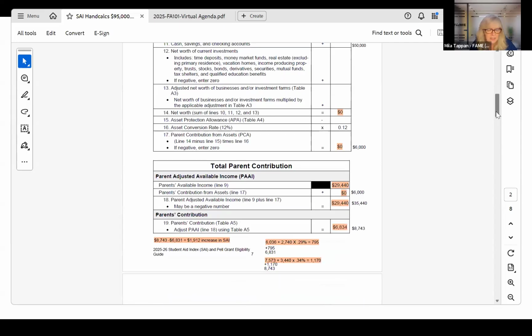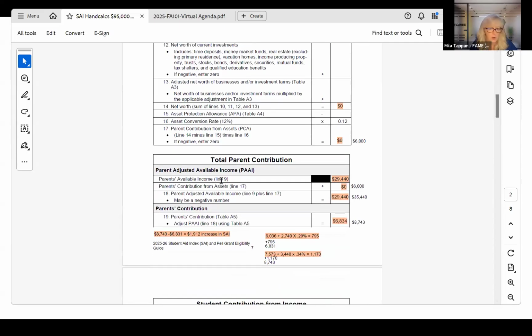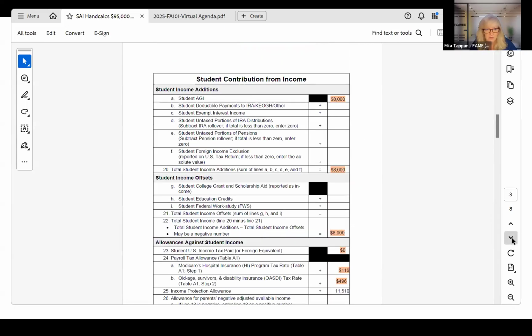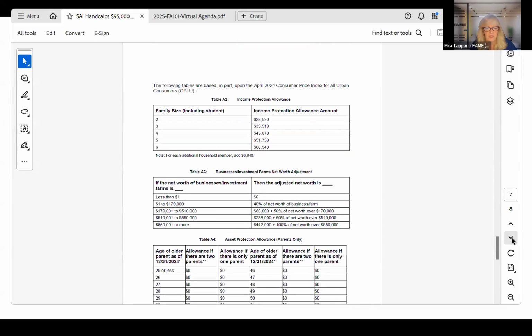The last piece is we want to figure out what the parent contribution is, or the parent portion of the SAI. We're going to take that parent available income and the parent contribution from assets, which in this case is zero. Then we have the parent adjusted available income. Bear with me while we go to the table that we put this number through. This is the part of the formula where we ask, how does income translate into an SAI?